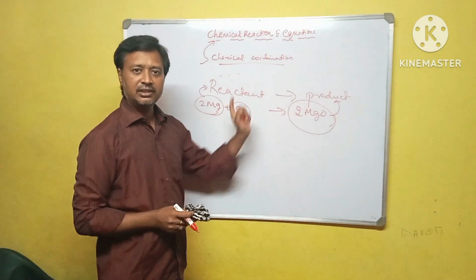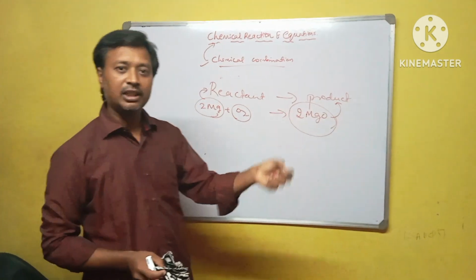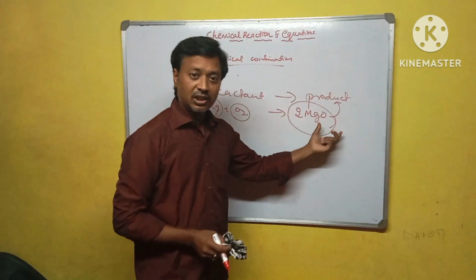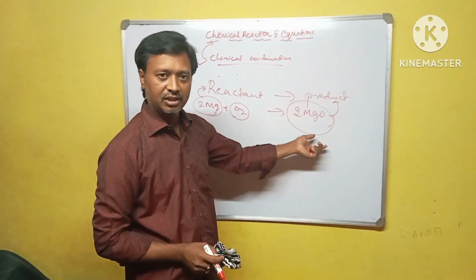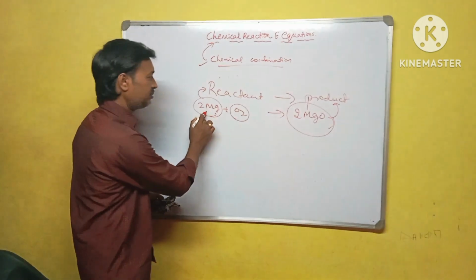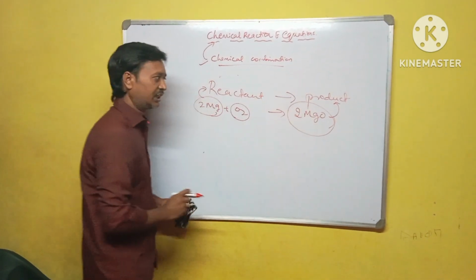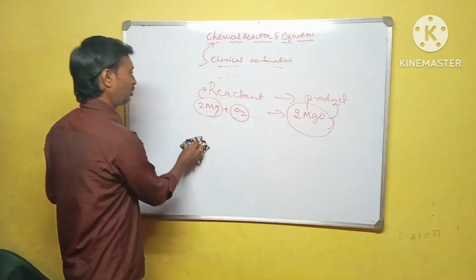Is it clear? Reactants and product. Reactants are the chemicals which are involved in the chemical reaction. Products are the chemicals which are produced after the chemical reaction. In this example, Mg plus O2 are the reactants, MgO is the product. Do you have any doubt in this? Okay.